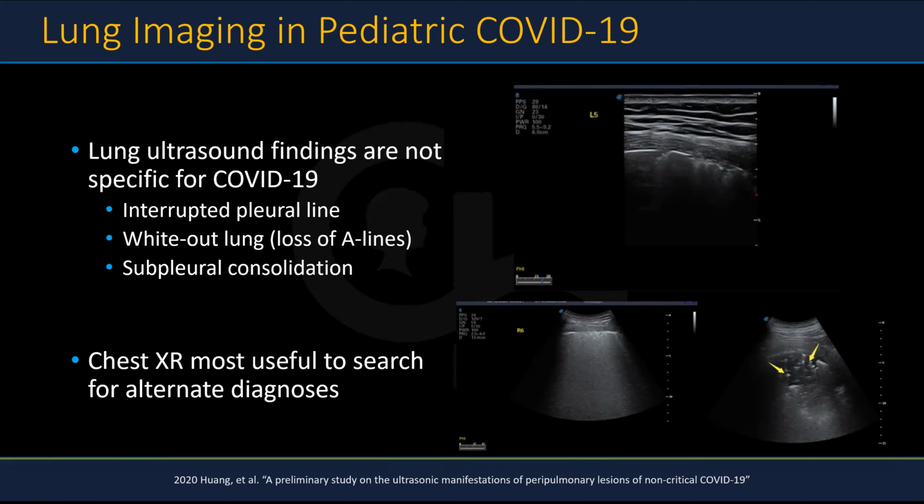So what we do see on ultrasound is an interrupted pleural line, like you see in the top image here. Patients may present with a whiteout of the lung, which represents a loss of the normal reverberations or A-lines that you see from the pleural reflection. People may also present with subpleural consolidation on lung ultrasound, demonstrated in the lower image in the corner. And in this image, the yellow arrows show us that there's some air bronchograms within that consolidation. So lung ultrasound does have findings, but they're not at all specific.